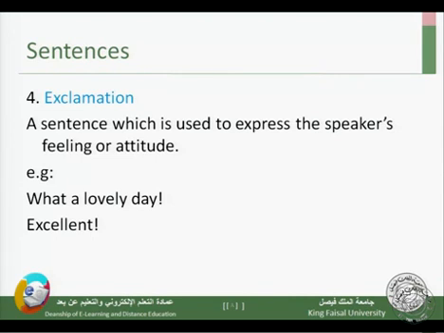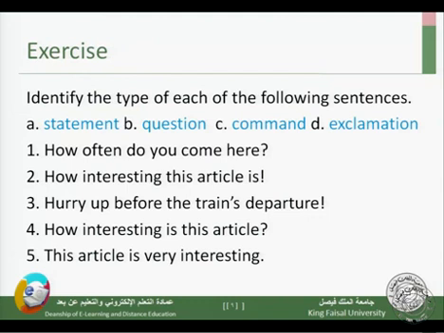"Excellent!" as well. This is also an exclamation. Also, you will notice the exclamation point at the end of each of these sentences. You say this is excellent. You like this thing. You like some person's achievement, or some person did something that you find excellent. You tell him "Excellent!" This is an exclamation. You convey your feeling to him through these sentences, through exclamation sentences.